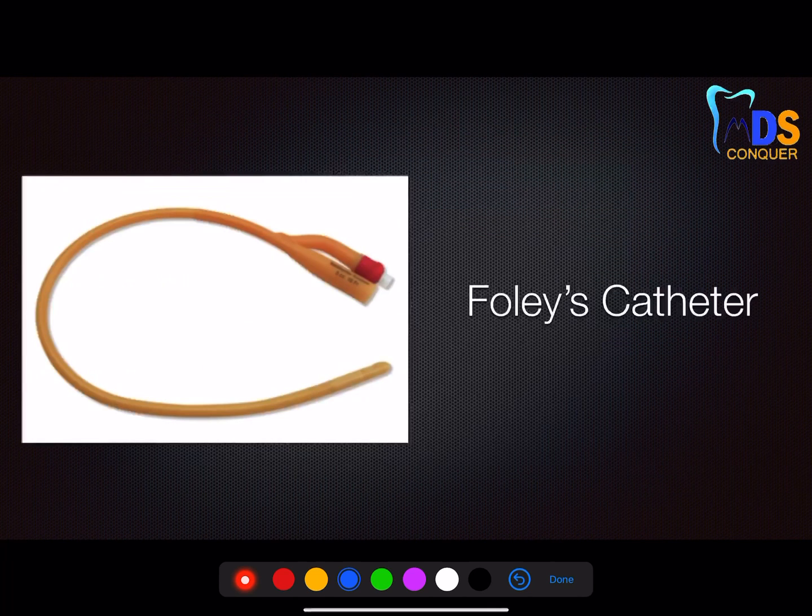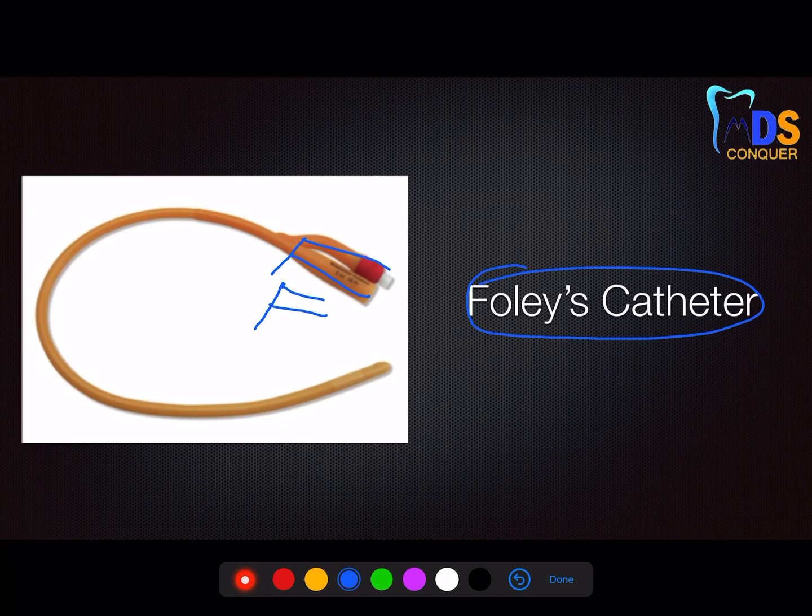Next one, it is easy to identify because it is F in shape, similar to this. That is the Foley's catheter. It is useful for the collection of retained urine.